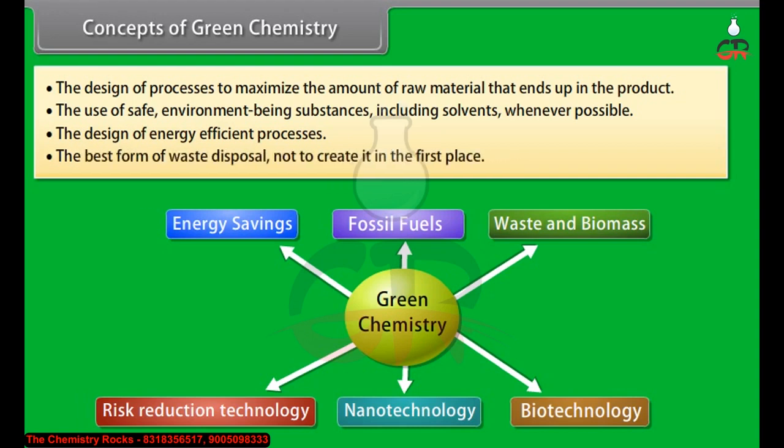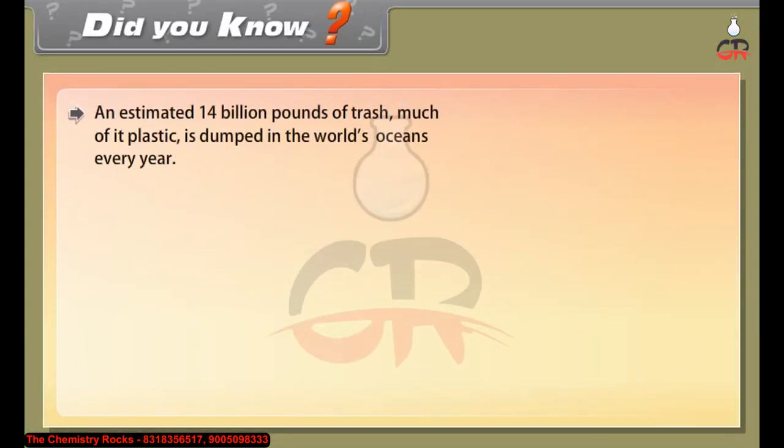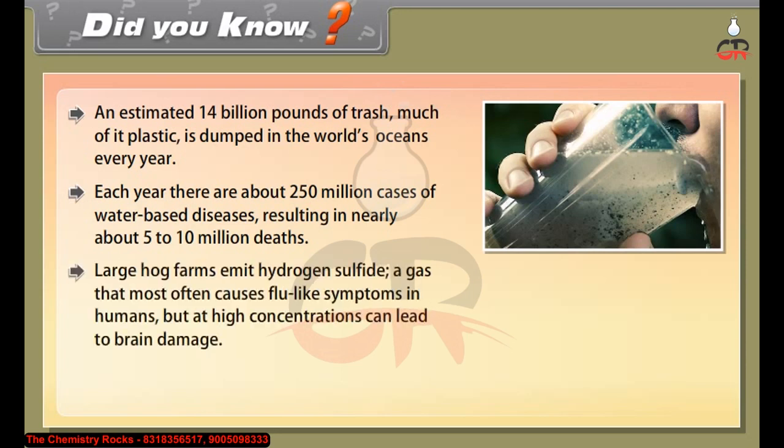Did you know? An estimated 14 billion pounds of trash, much of it plastic, is dumped in the world's oceans every year. Each year, there are about 250 million cases of water-based diseases, resulting in nearly 5 to 10 million deaths. Large hog farms emit hydrogen sulfide, a gas that most often causes flu-like symptoms in humans, but at high concentrations can lead to brain damage. Engine exhaust contains more than 40 hazardous air pollutants.